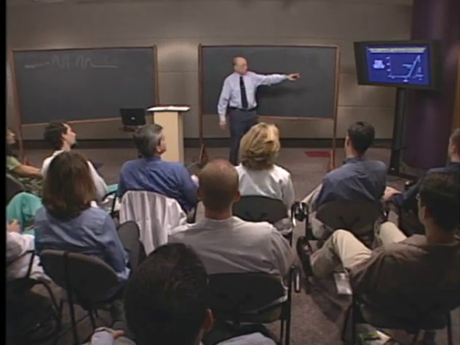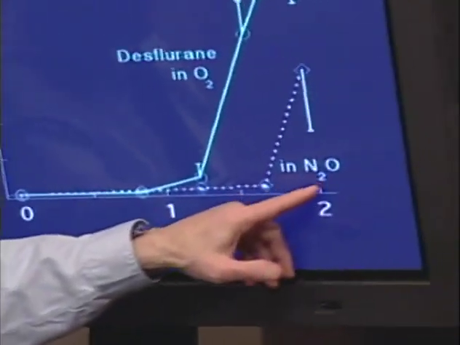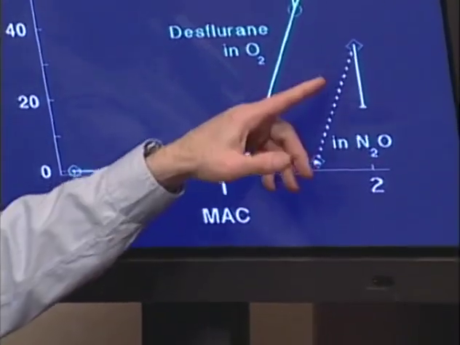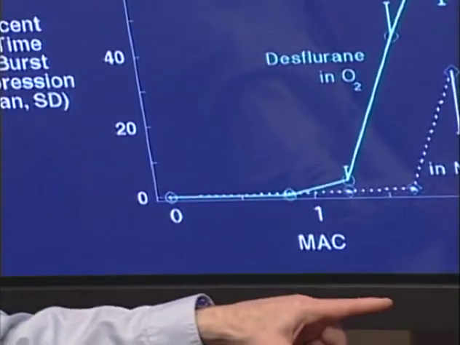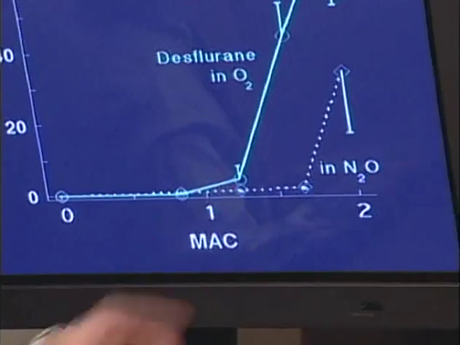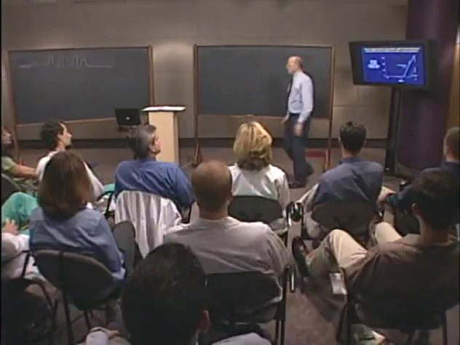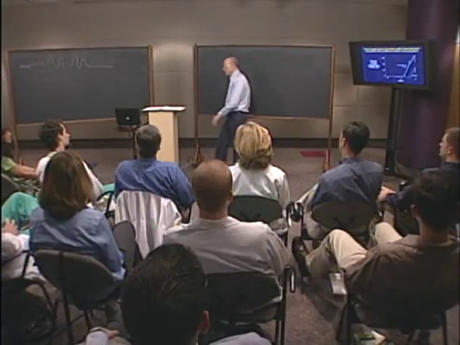And what you also notice here is that if you're taking the Mach value and including in that nitrous oxide, you see that the curve shifts to the right. And really what's happening is that nitrous oxide, although it adds to Mach, doesn't add at all to this capacity of anesthetics to affect the EEG.